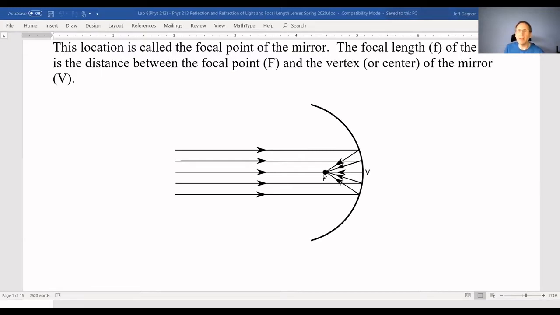Okay. And then the vertex, the V here, is sort of just like the center of the mirror. And if you measure the distance from the focal point to that vertex, we have what's called the focal length of that concave mirror.